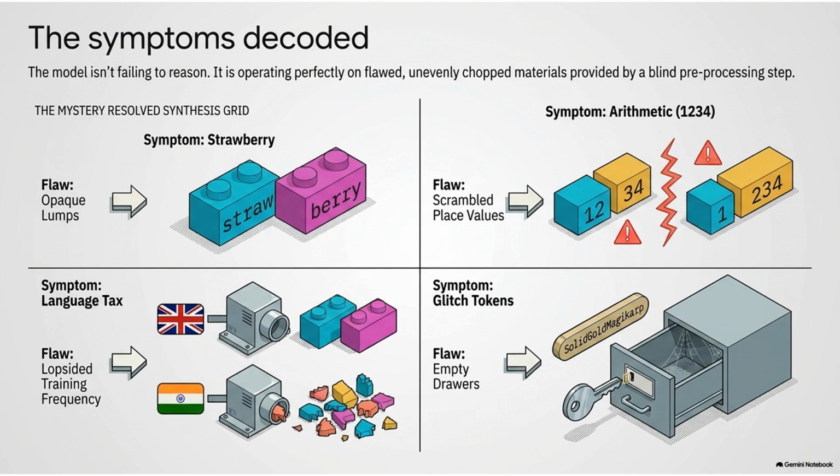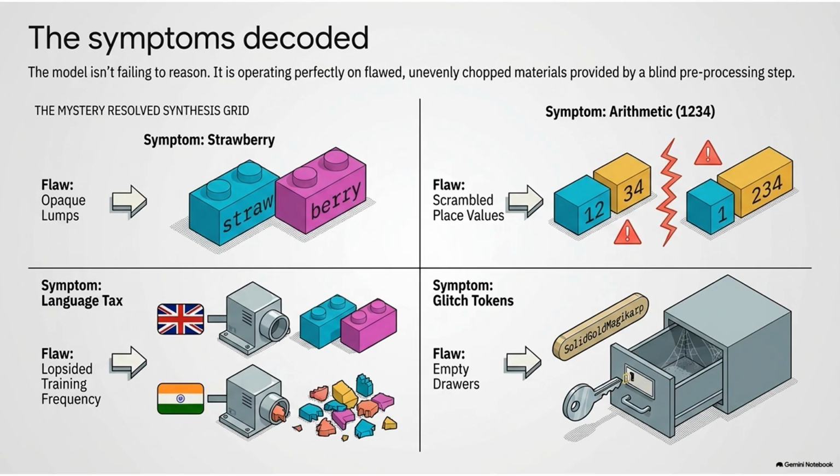Symptom 2, arithmetic. The flaw is scrambled place values. The number 1,234 might be chopped into 12 and 34, or into 1 and 234, depending on the tokenizer. Place value is destroyed before the model even begins. That is a terrible foundation for maths, and this is exactly why some newer tokenizers now force numbers to split digit by digit deliberately, and arithmetic gets measurably better when they do. Symptom 3, the language tax. The flaw is lopsided training frequency. I am giving that one its own slide next because it deserves it.